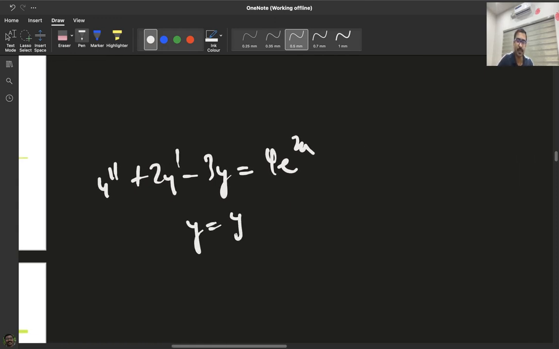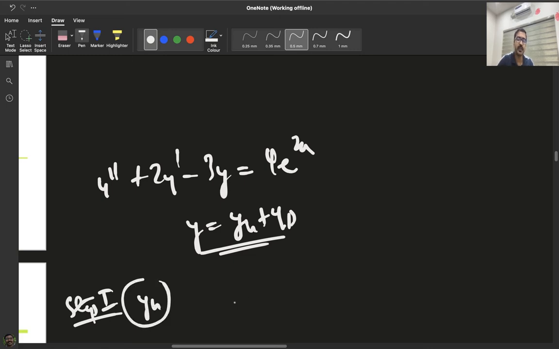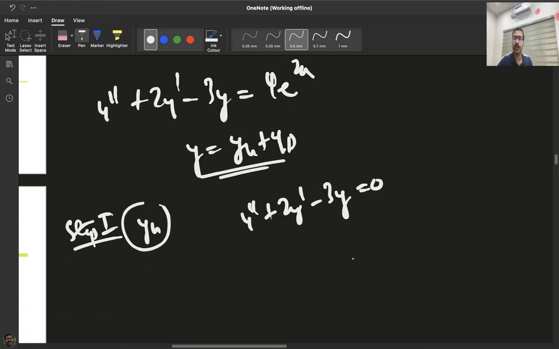It is y is equal to yh plus yp. I hope this step is clear. In the first step I will find yh. How will I find yh? I will write the corresponding homogeneous equation, that is y double dash plus 2y dash minus 3y is equal to 0, and try to solve it. You know how to solve it.